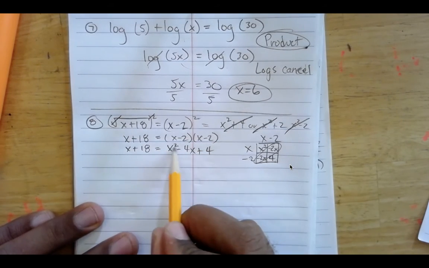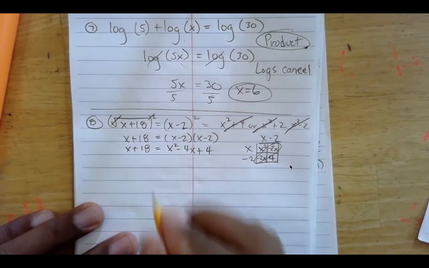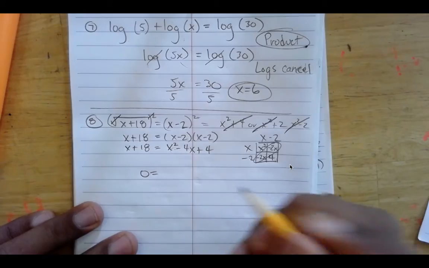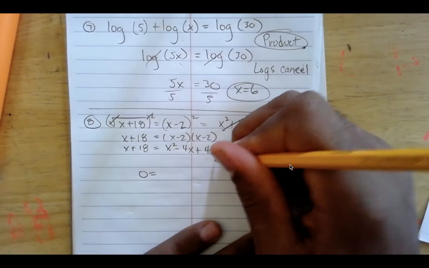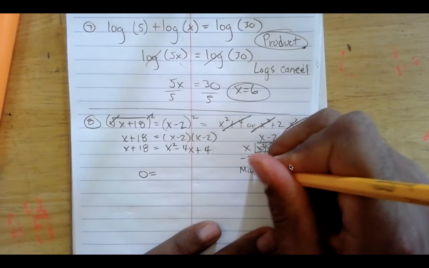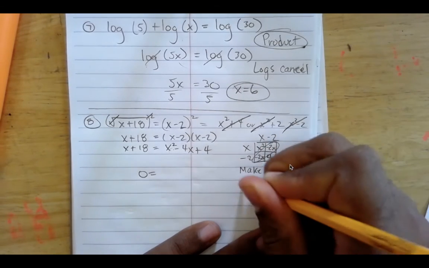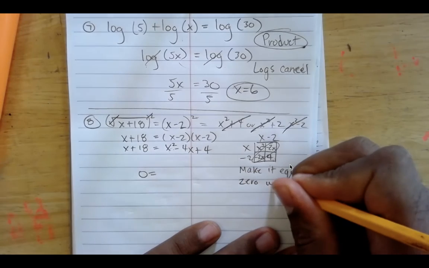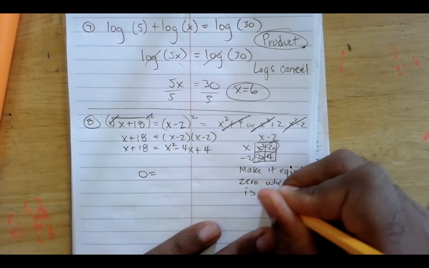And so I just bring down the left side of the equation. Now remember, when you have x squared, you want everything to equal 0. Okay? So we'll make it equal 0 when there is x squared.